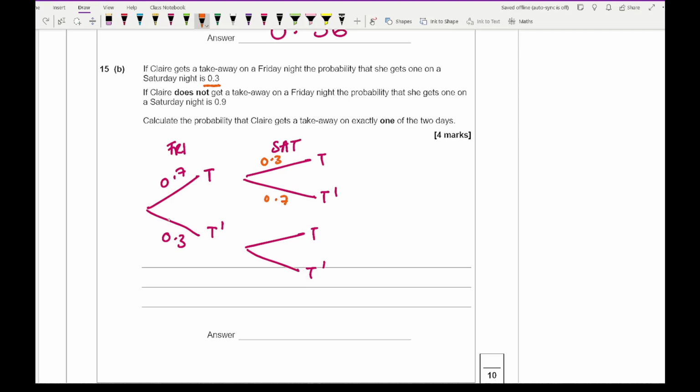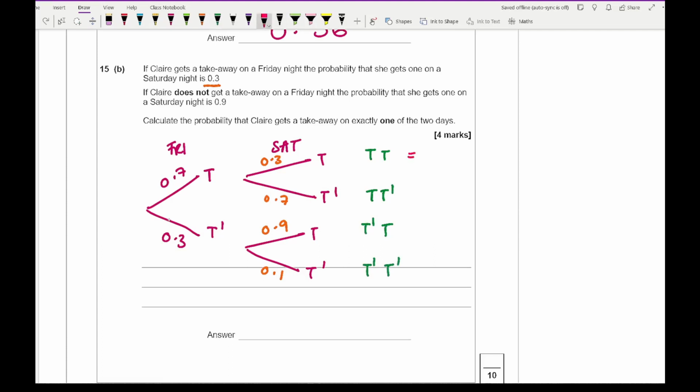And if she doesn't get one on Friday, then the probability she gets one on Saturday is going to be 0.9. And so therefore the probability that she doesn't get a takeaway is 0.1. Now if I just write down the outcomes of each of those branches, so I've got TT, T and not T, not T and T, and not T and not T. Now the question is asking what's the probability of getting each of those.